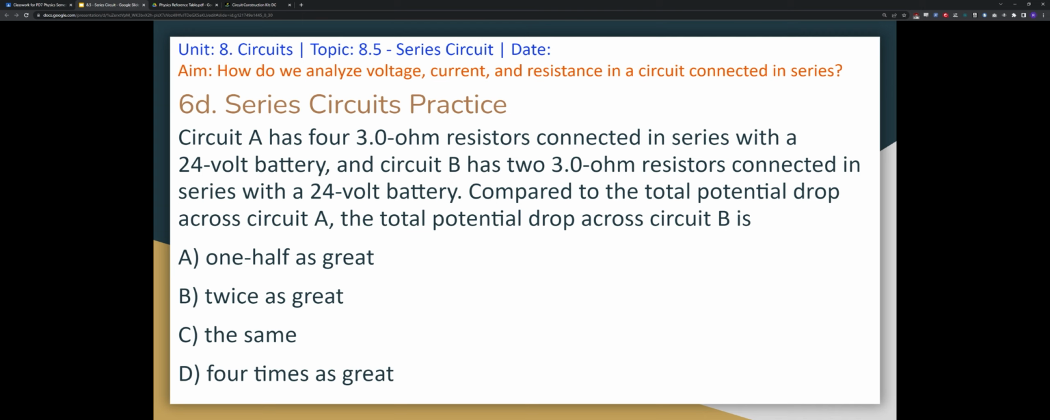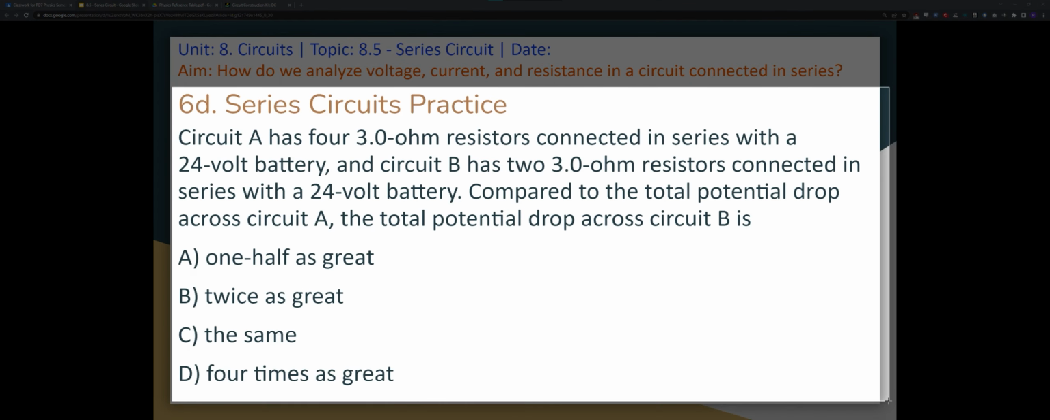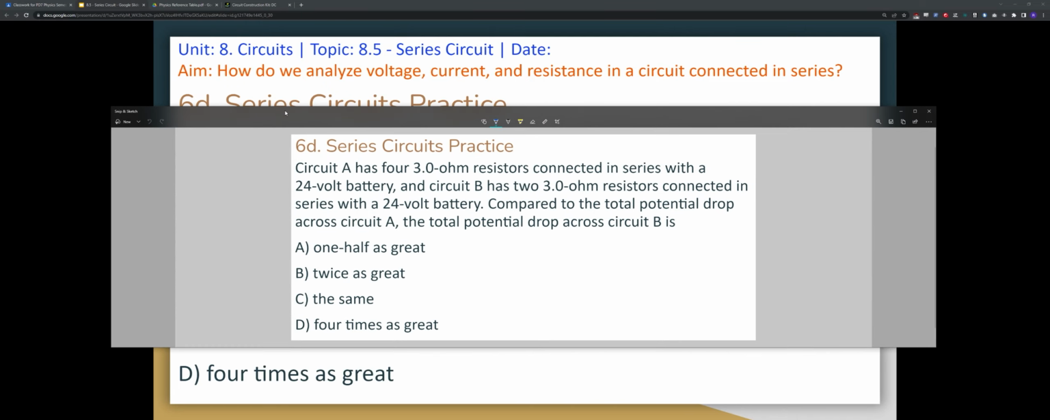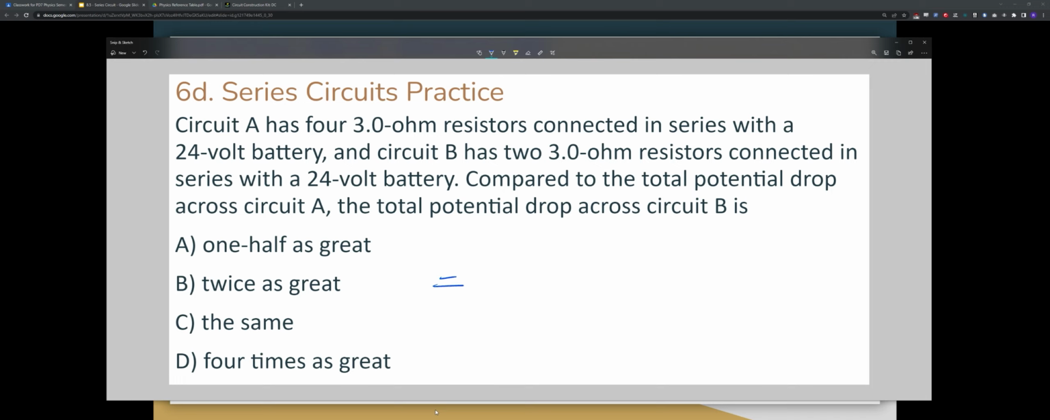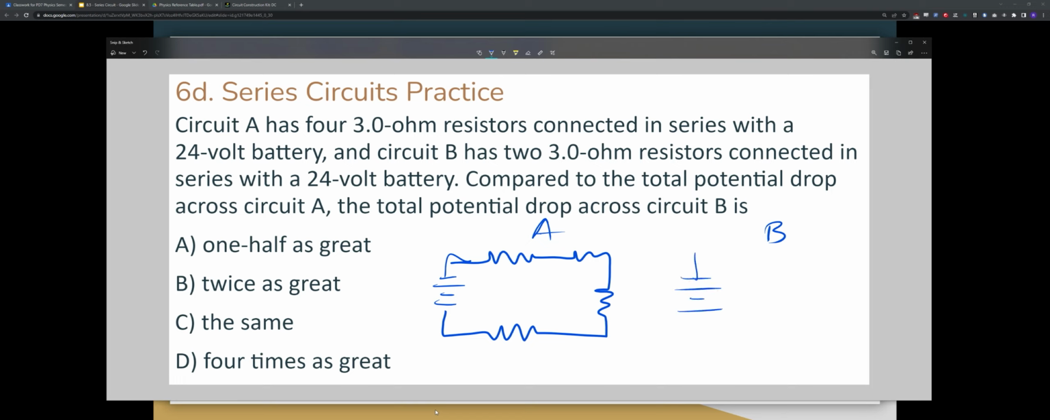Now we have 6D right here. The circuit has 4 ohm resistors, right? So you have 4 ohms for resistors connected together. So it's probably going to look something like this. I'm just speed drawing this. And so that's a resistor, right? That's circuit A. And circuit B, we'll just have 2 resistors. And that's circuit B. So where circuit A has 4 resistors, circuit B only has 2.